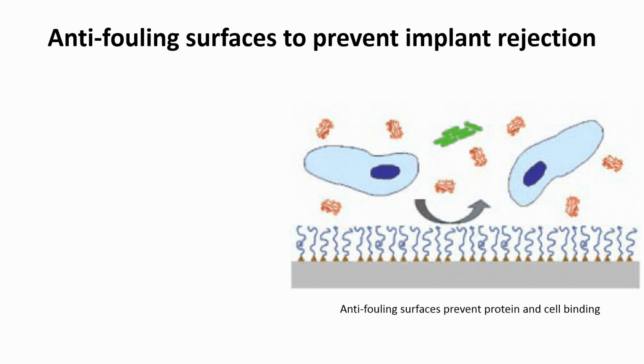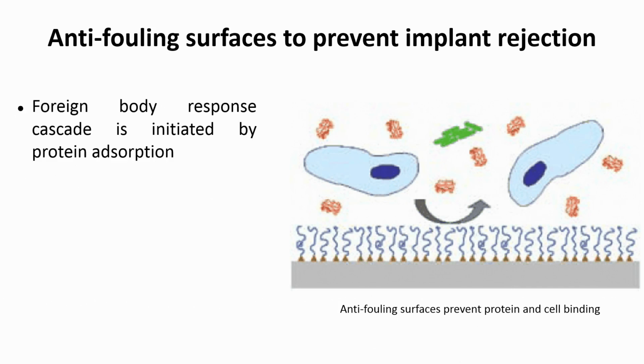So, in this case what the authors are trying to do is to prevent protein adsorption completely. As we have discussed, there are a few strategies where you can prevent protein adsorption. Hydrophilic surfaces are better. So, if you do not even have protein adsorption, then this foreign body response cascade cannot be initiated.